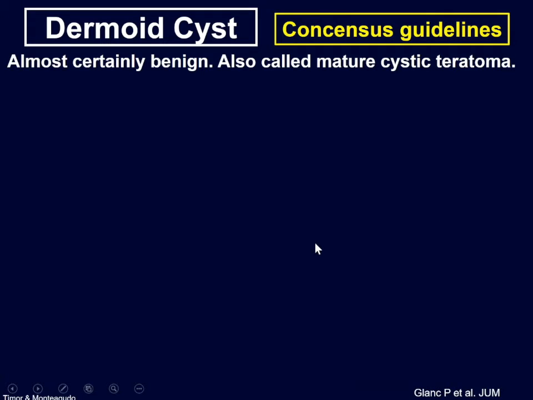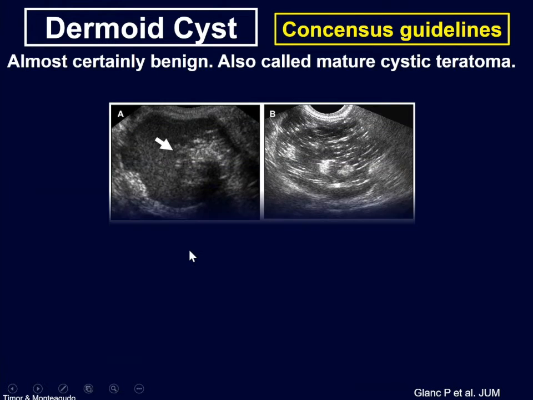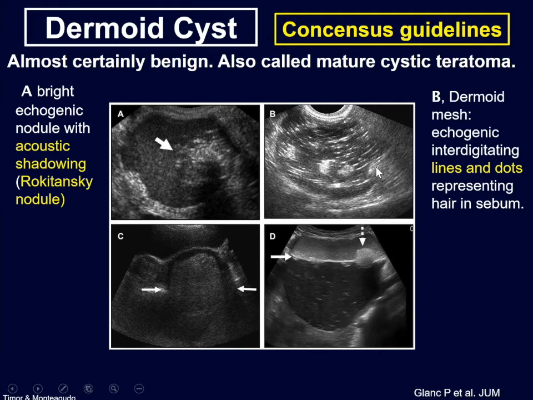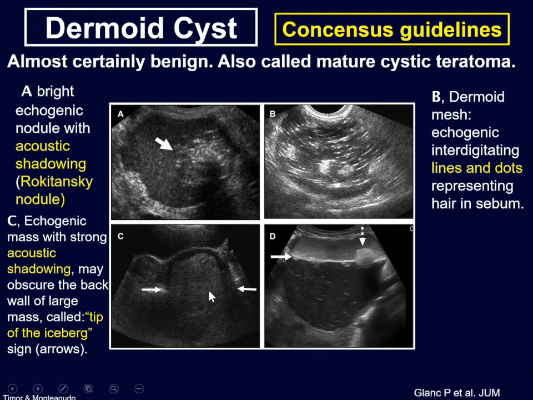As per the consensus guidelines, they are almost certainly benign, mature cystic teratomas, and here are some of the features. On the upper left, bright echogenic nodule, acoustic shadowing, the Rokitansky nodule there, dermoid mesh, interdigitating lines and dots representing hair and sebaceous content. Here's an echogenic mass with strong acoustic shadow.